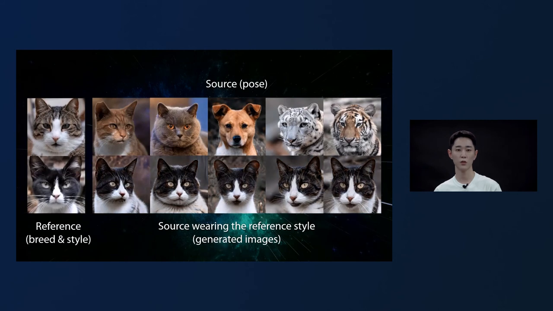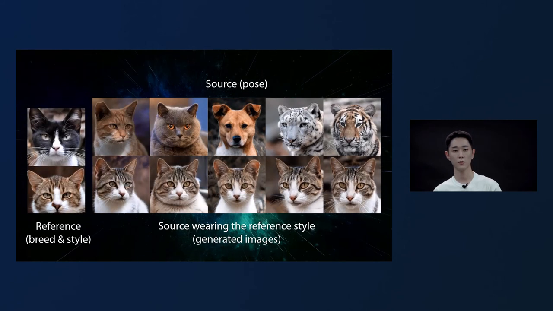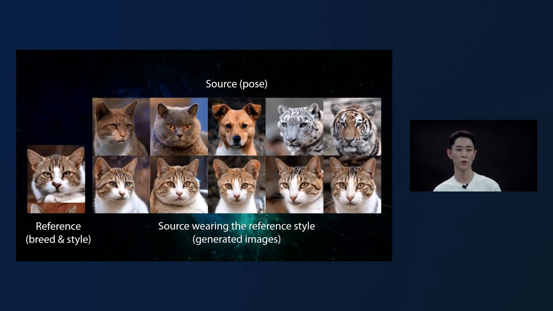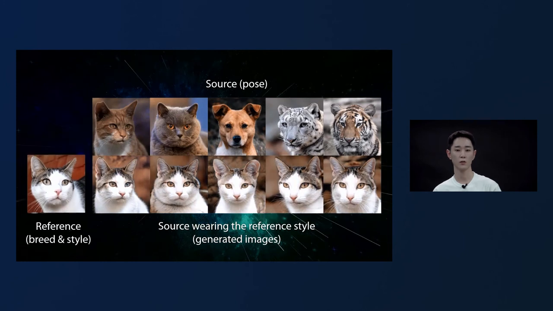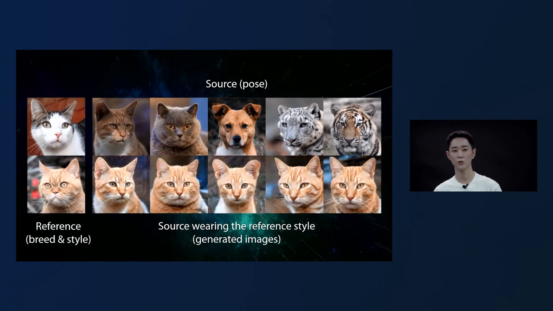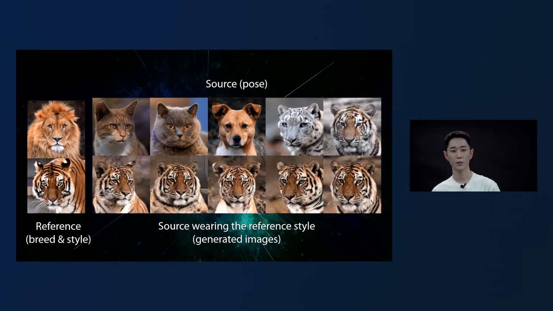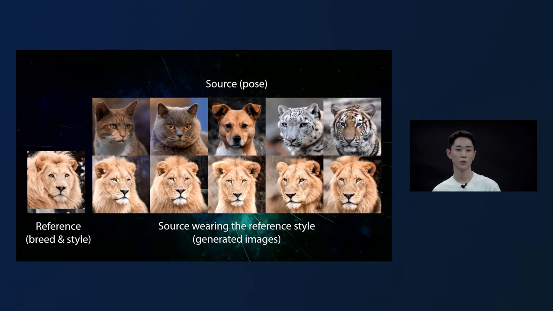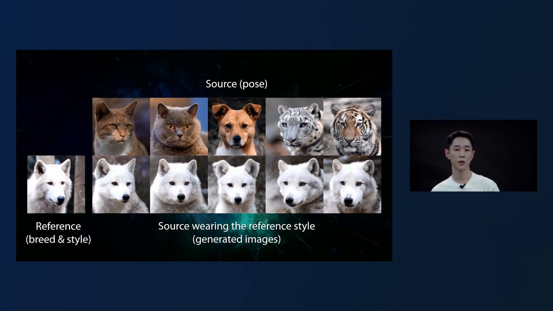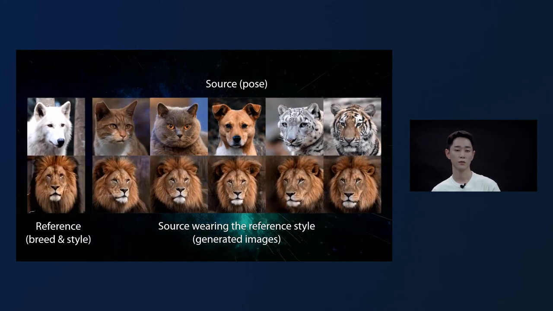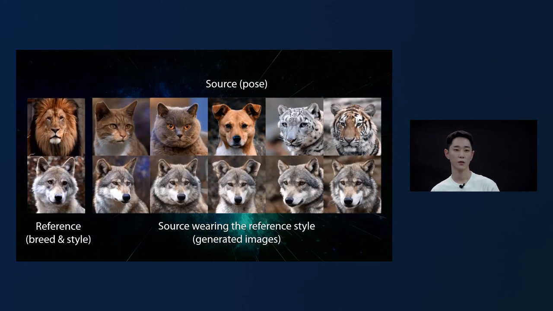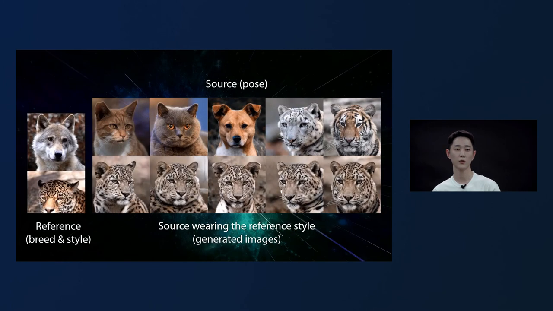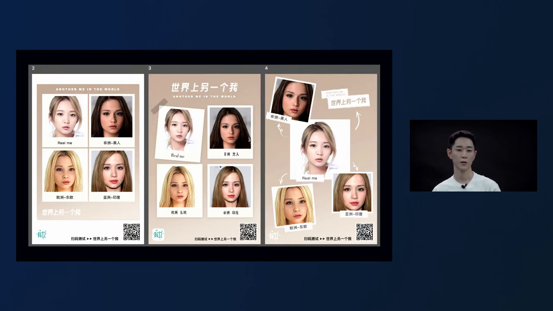And this is also an example of animals. So the pose and shape are in the source. And then you can see the species or the breed and the coat's texture changing according to the reference image. Wild animals can also be applied to this, lions. So pretty much this can also be applied as an example.